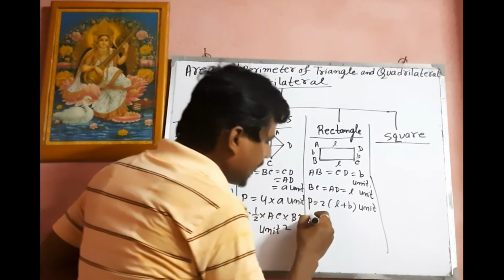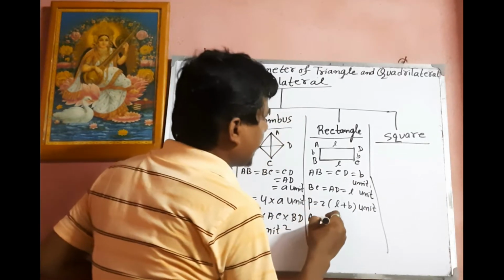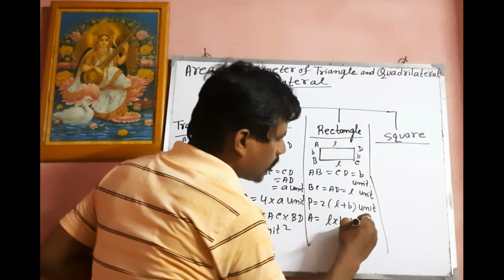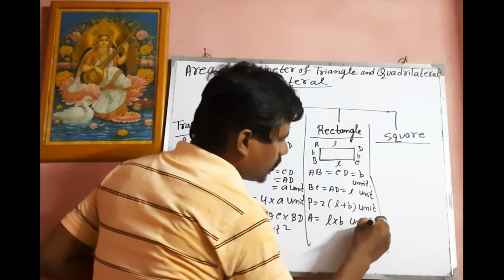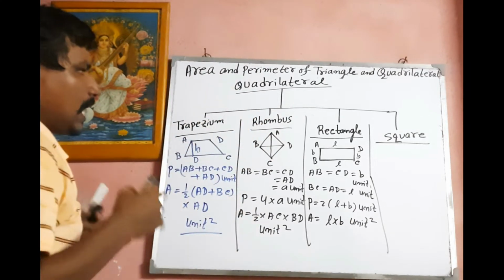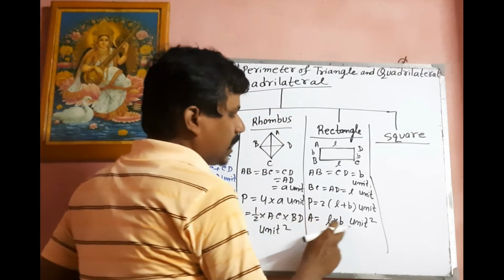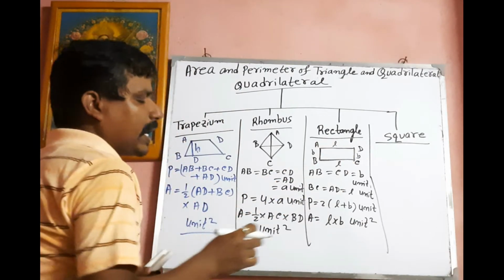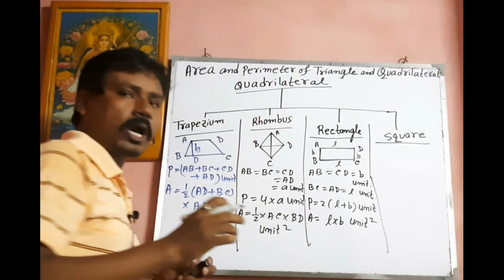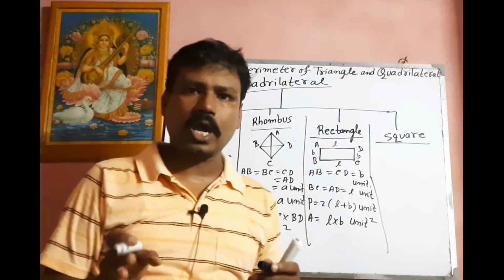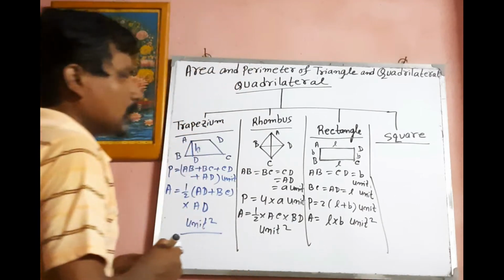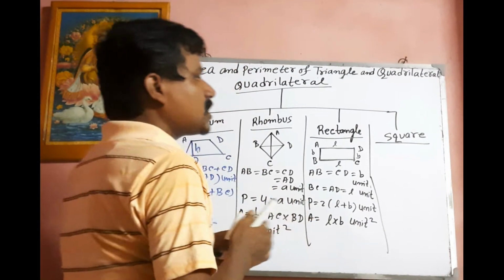Now the area of the rectangle will be L into B, and this will be the unit square. L into B, that is length into breadth. This is the length and this is the breadth. Length into breadth and the unit square. Unit square means centimeter square or meter square according to the given information. So this is the complete rectangle.